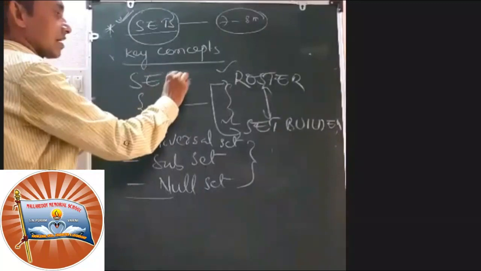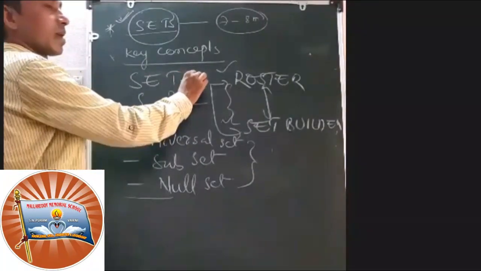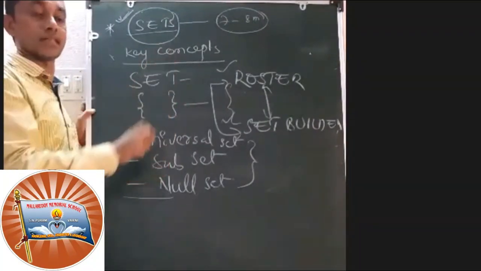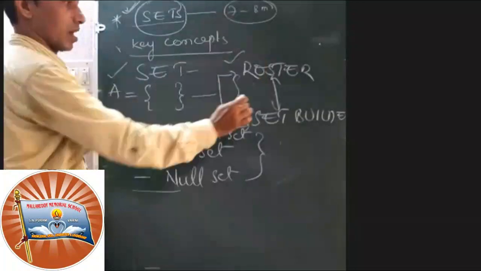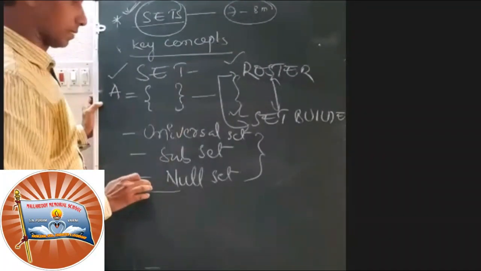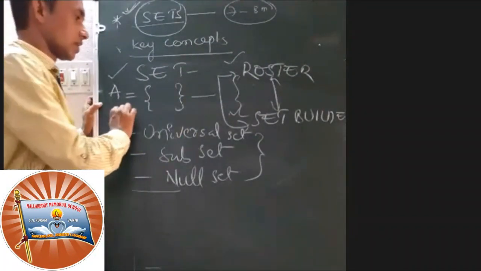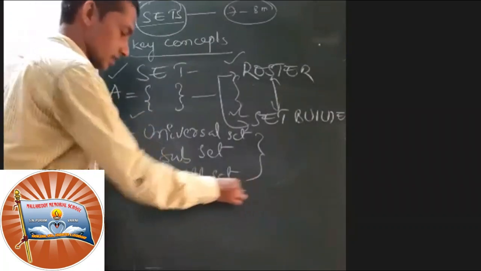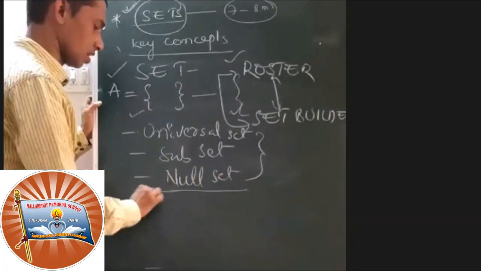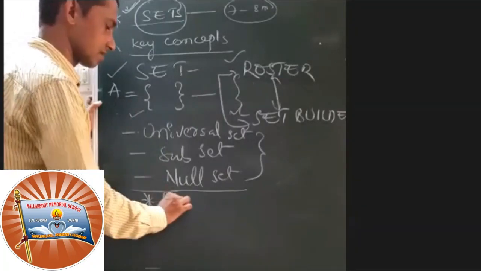In sets, what is the set concept? A set is a collection of well-defined things. We express the sets in flower brackets. Our notation will be with capital letters, either in the roster form or in the set builder form. Different sets are there: universal set, subset, and null set. This is another concept. And one more is operations on sets.